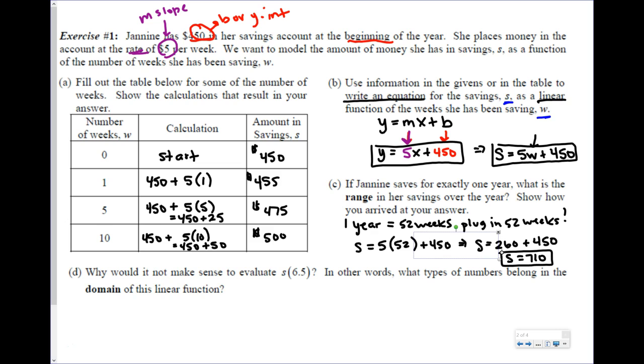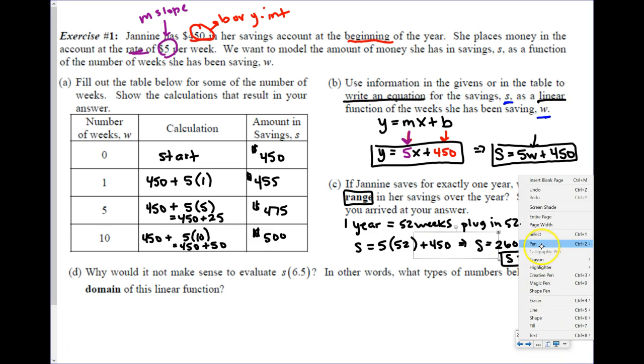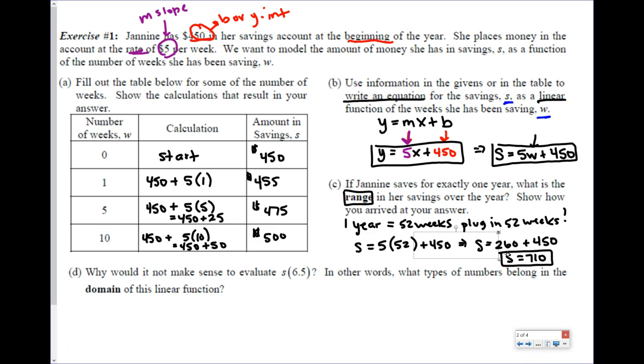All right, letter D. Oh, wait, I didn't actually answer the question. What is the range in her savings over the year? So this question doesn't ask how much she saves, it asks how much her total range is. So the range, remember, is this. Here is my domain, because it's my inputs. This is my range. So what is my very lowest number of savings to my very highest number of savings?